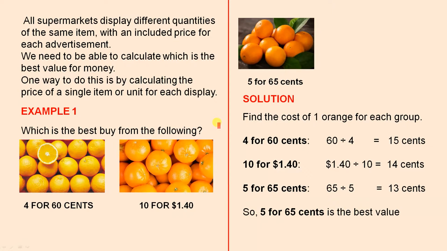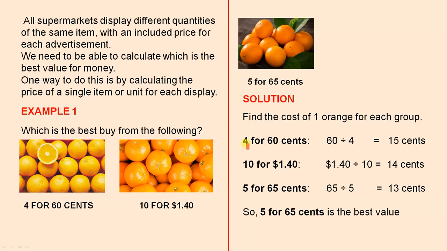So for the first example, which is the best buy from the following? Now we have oranges for sale, and there are 3 advertisements: 4 for 60 cents, 10 for $1.40, or 5 for 65 cents. Now one way of doing this is to find the cost of one orange for each group.